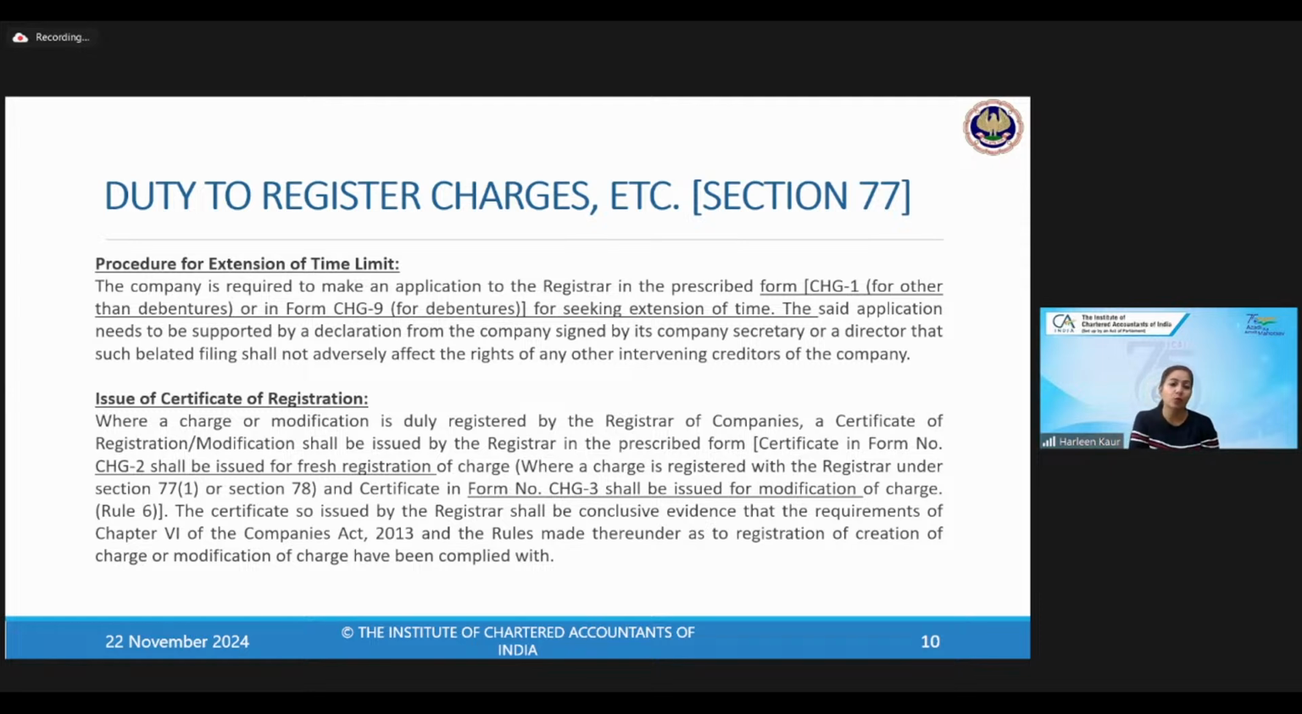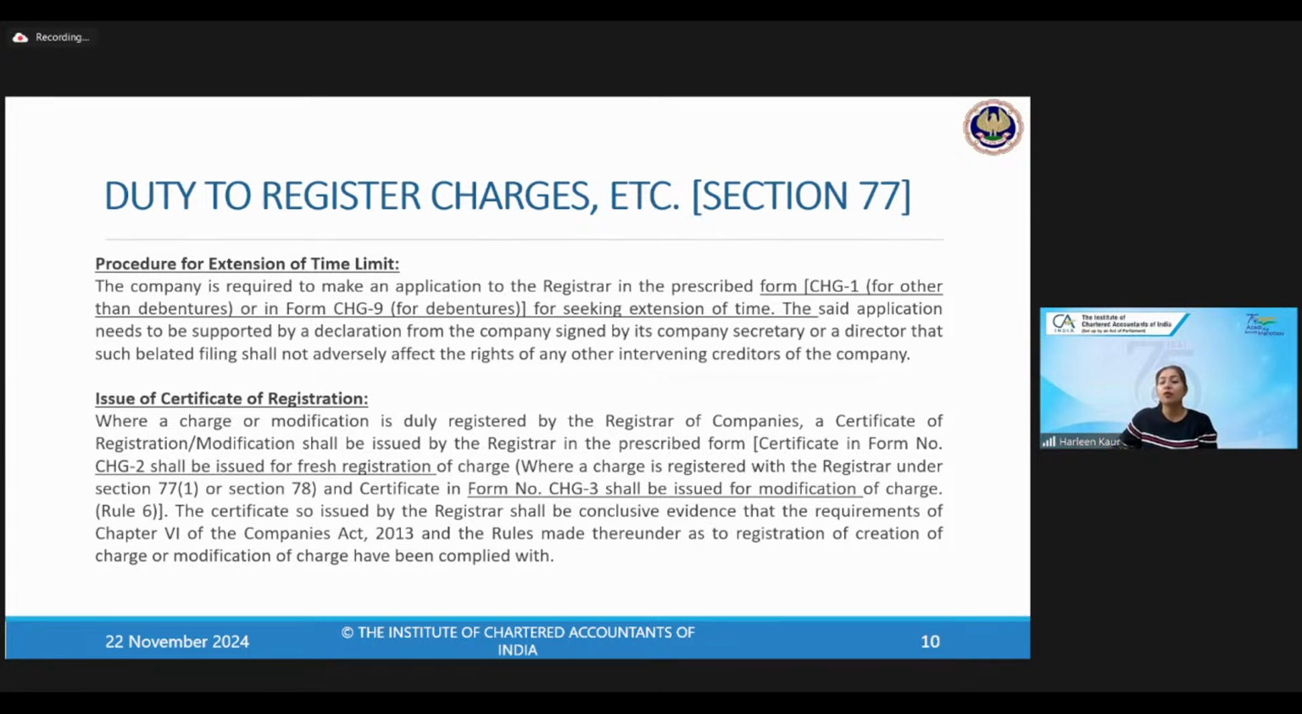For others, very good. And what is the form number CHG 9? What does CHG 9 tell you? CHG 9 is the form which is used for security given against the debentures. The form to be used for registering with the ROC is CHG 9, and for others it is CHG 1 form.